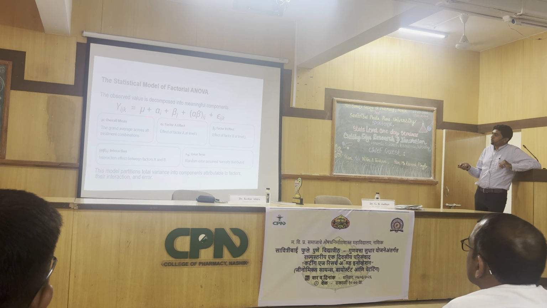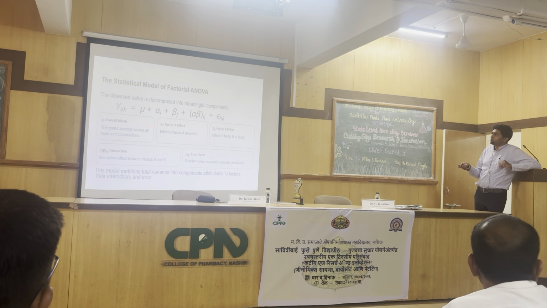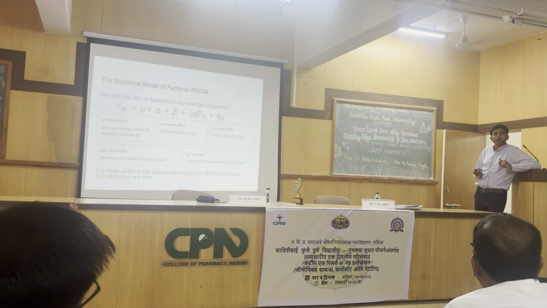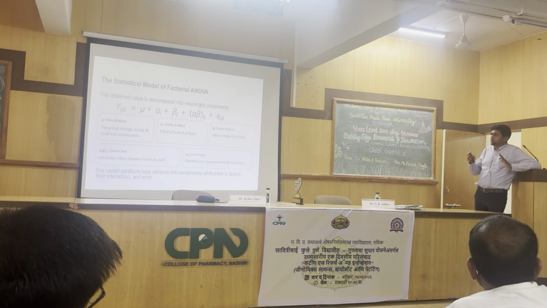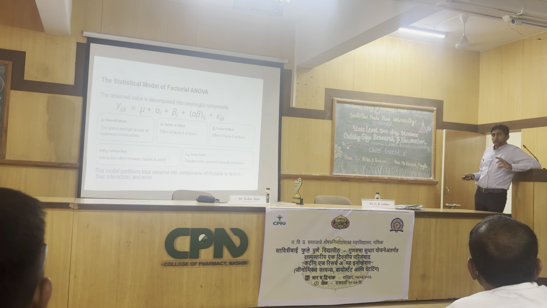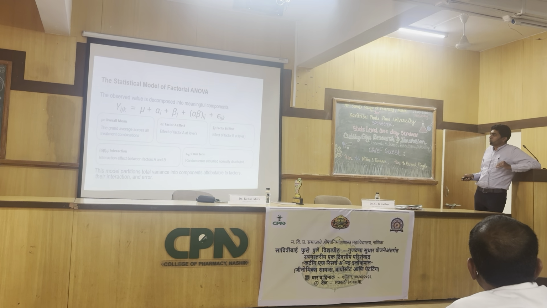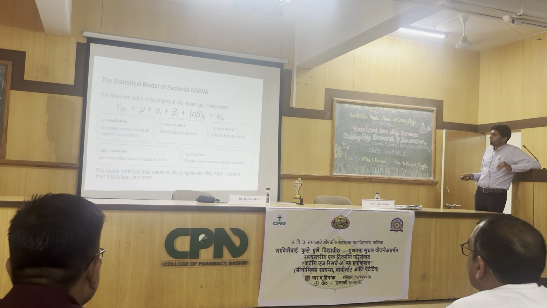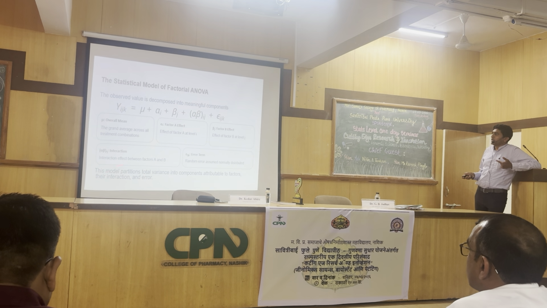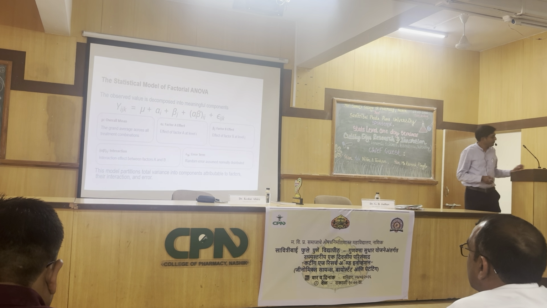So all these factors influence the output variable, and this is the statistical model for factorial ANOVA. This model partitions, or breaks, the total variance observed in the response variable into the components attributable to the factors, their interactions, and the error term.